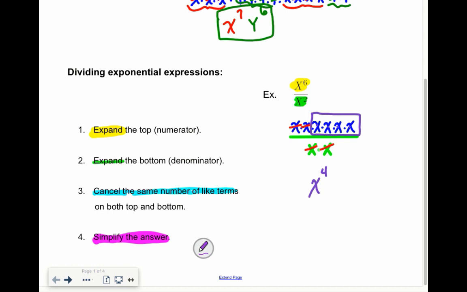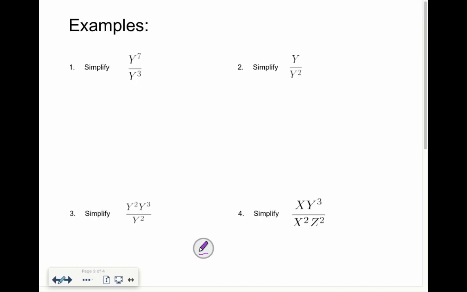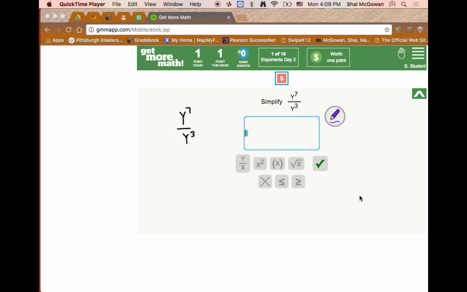Now we're going to go ahead and do some examples, and you're going to see these in GMM. You'll record on your paper while I record them with GMM. So example 1. This example is y to the 7th divided by y cubed. So we're just going to go straight to expanding. So we're going to write 7 y's. 1, 2, 3, 4, 5, 6, 7. And then we're going to divide that by 3 y's.